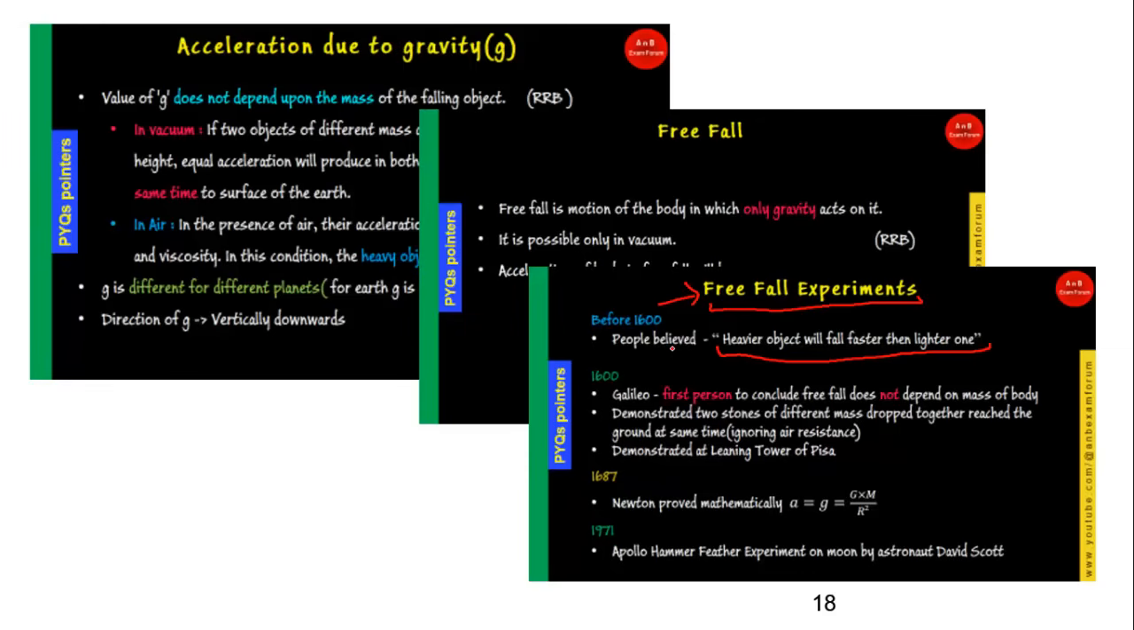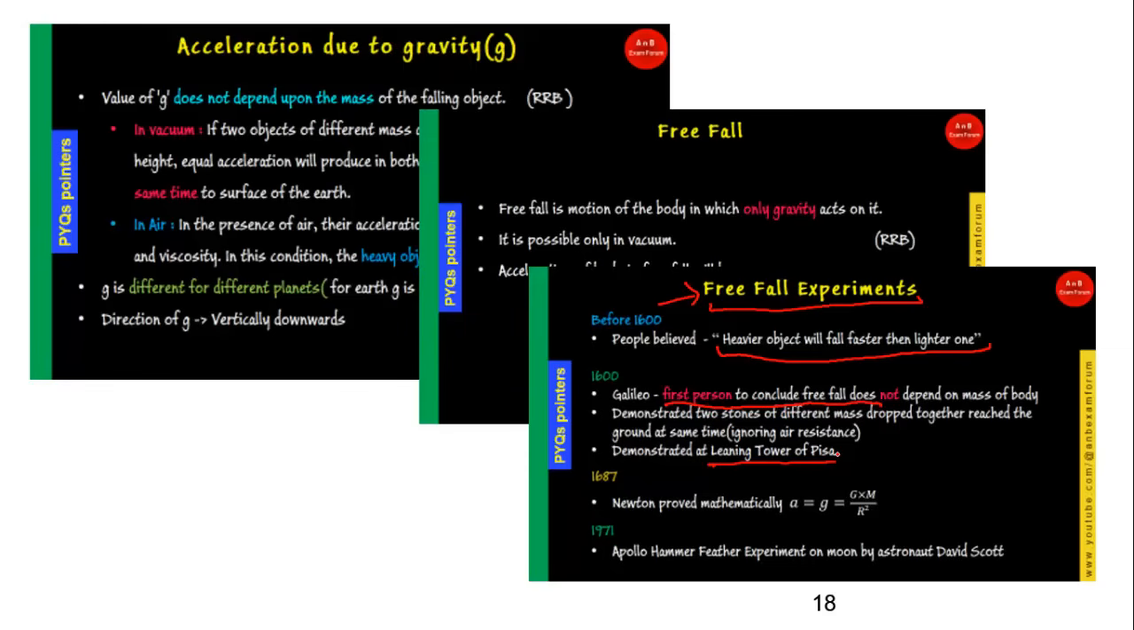In 1600, Galileo was the first person to conclude that free fall does not depend upon the mass which you are carrying. It was believed that he dropped three objects of different masses from the Leaning Tower of Pisa, and all three objects reached the ground at the same time.